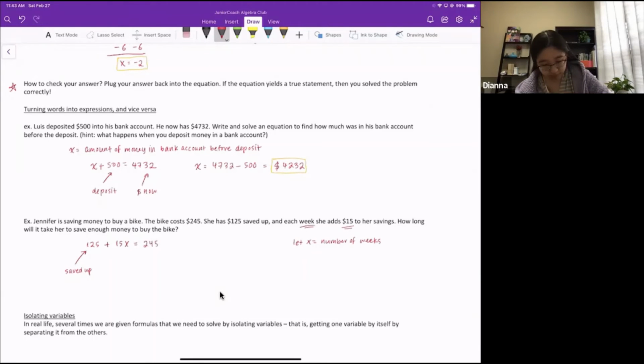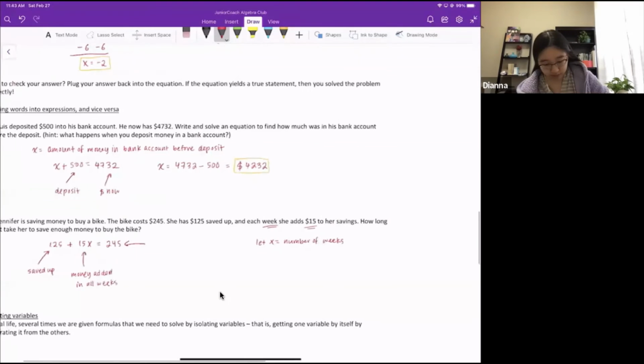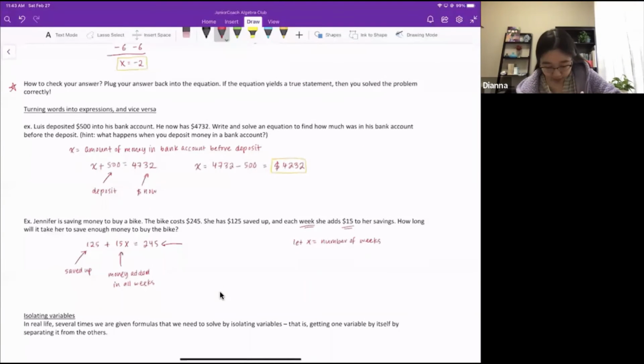So this is like money added in all the weeks. I'm notating this just so it's super clear. Okay, 245 is the cost of the bike.